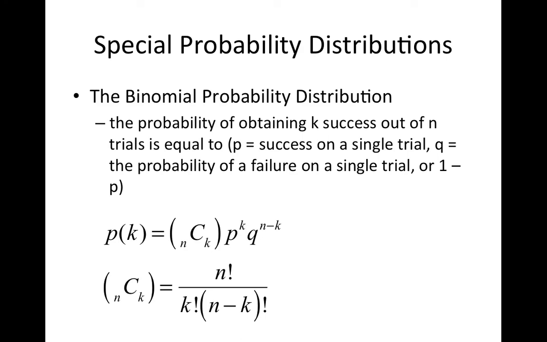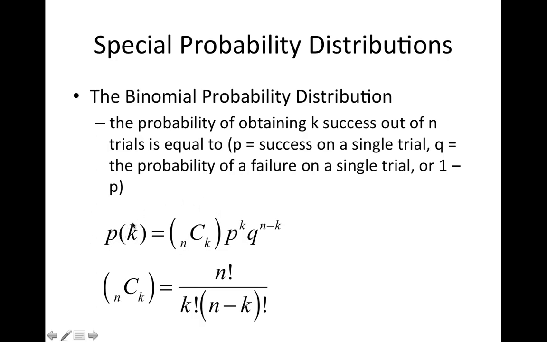The binomial probability distribution describes this situation. The probability of attaining k successes out of n trials is equal to this particular function down here. The probability of k is equal to n choose k, p to the k times q to the n minus k. What are these things?